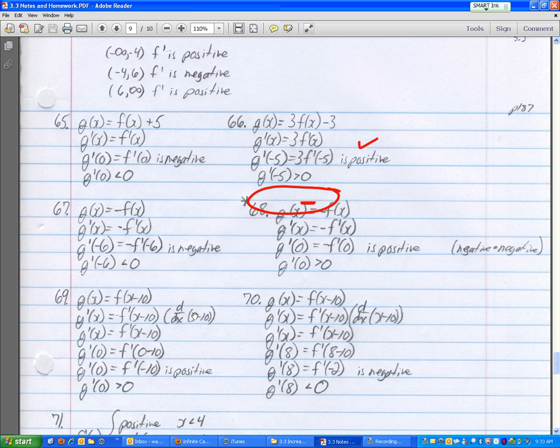Which interval tells us what the sign of f prime of negative 2 is? The first one, the second one, or the third one? Second one. So between negative 4 and 6, which includes negative 2, f prime is negative. So f prime of negative 2 is negative. If g prime of 8 is equal to it, it's also negative. And if g prime of 8 is negative, it's less than 0.